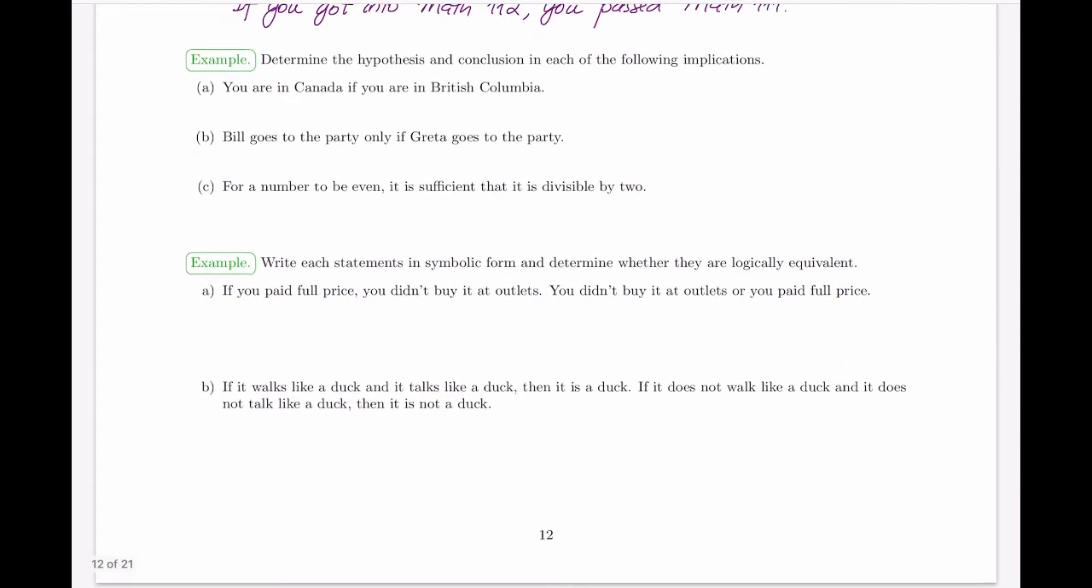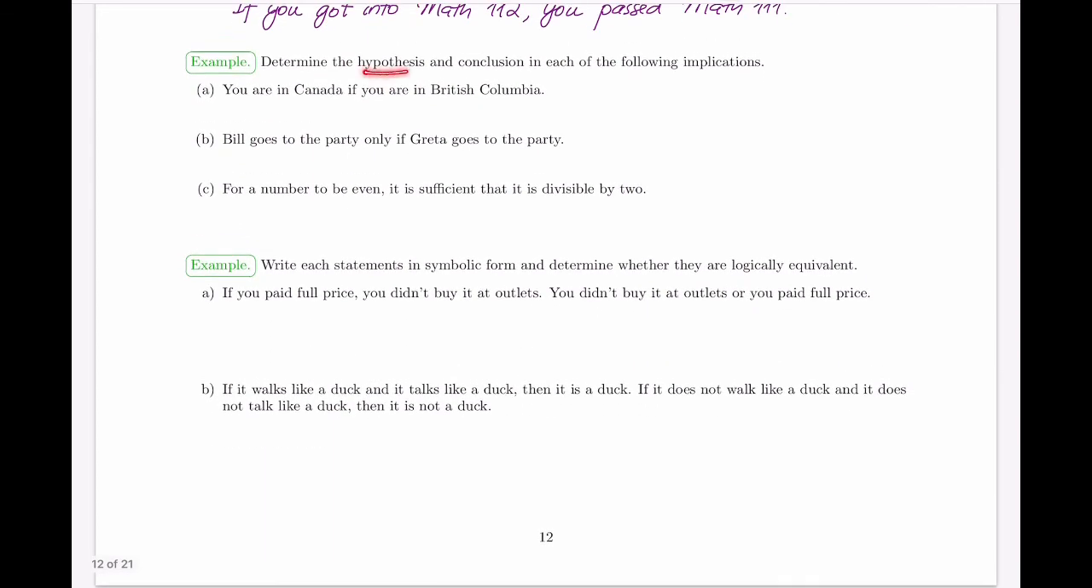Moving right along, we have determining the hypothesis and the conclusion in each of the following implications. You are in Canada if you are in British Columbia. So the if here starts with the second part of the sentence, and we can in fact rewrite it without changing the meaning at all. If you are in British Columbia, then you are in Canada, which means that this is going to be our hypothesis, and being in Canada is going to be our conclusion.